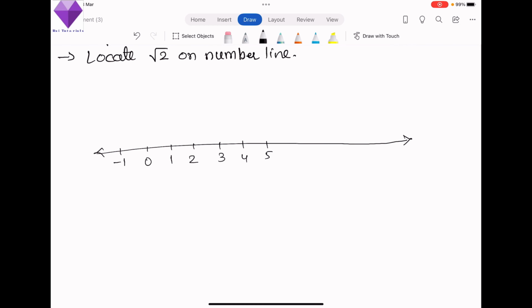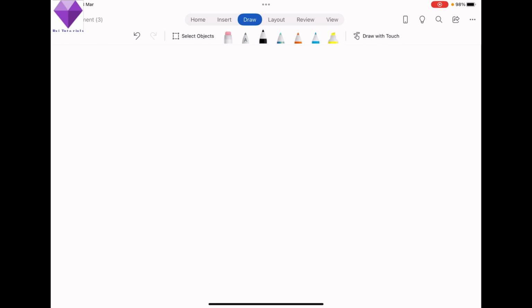Now one common question they ask every time is: locate root 2 on the number line. And they can even ask you to locate root 3, root 4, root 5, root 7, root 9, root 11, any number they can ask you. And they even ask root 10.3, so that we will be doing in the later phase. First let us do it for root 2. To do root 2, first I will need a number line.